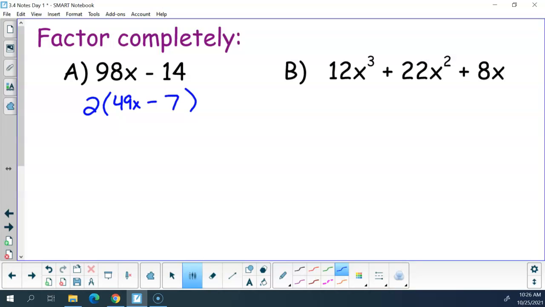Okay? So now you're sitting here. You factored it, yes. But did you factor it completely, Tyler? Why not? Because there's a 7 still sitting in both of them. Okay? 49 is 7 times 7. 7 is 7 times 1. So yes, you factored it, but no, you didn't factor it completely.